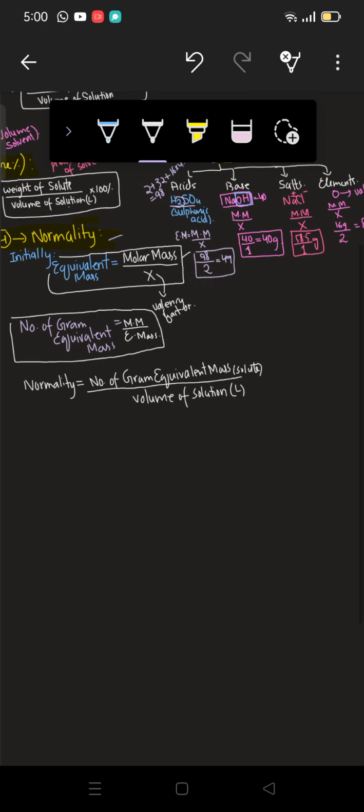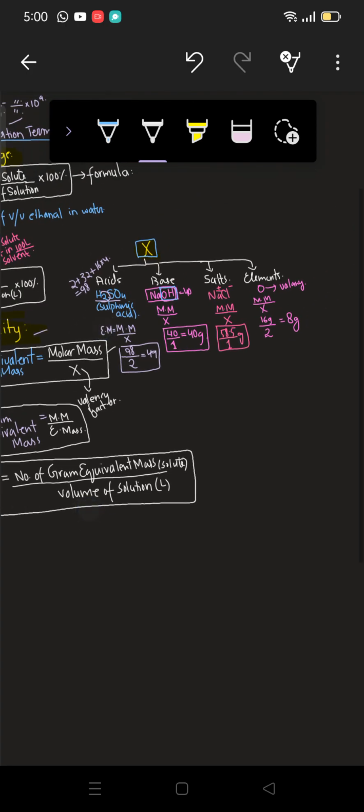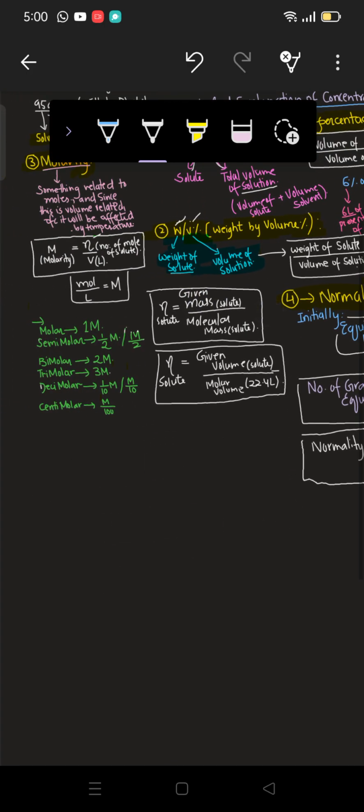Now see, what's the formula for normality? The number of gram equivalent mass of solute per unit volume of solution in liter. And how do we find the number of gram equivalent mass? Molar mass per unit equivalent mass. And how do you find equivalent mass? Molar mass by X factor, which is the valency factor. And X is again defined for these four terms separately, right? So normality, now see, we must discuss some basic terms as we discussed here, right?